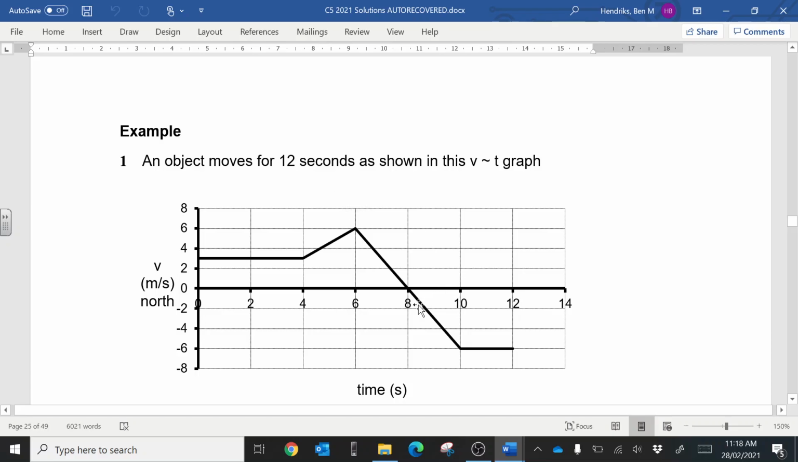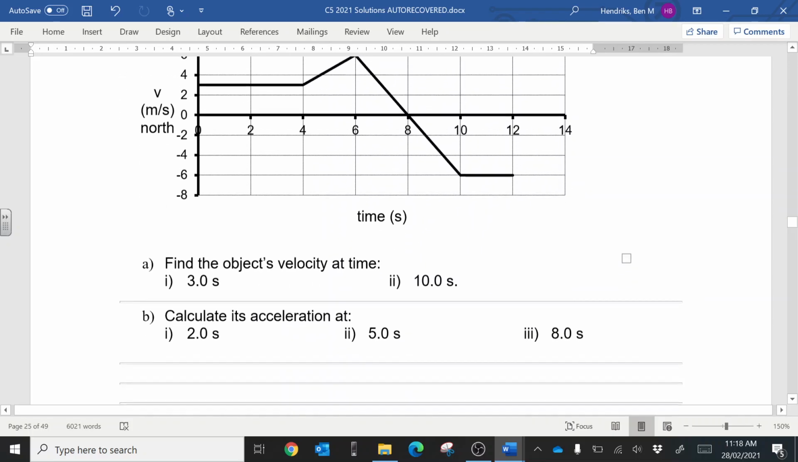So in this example we have an object which moves for 12 seconds as shown in this velocity versus time graph. We have a constant velocity here, then it's increasing, so it's accelerating, then it's decelerating, or it's accelerating south, and then it's constant again down the bottom here. We'll have a look at it.